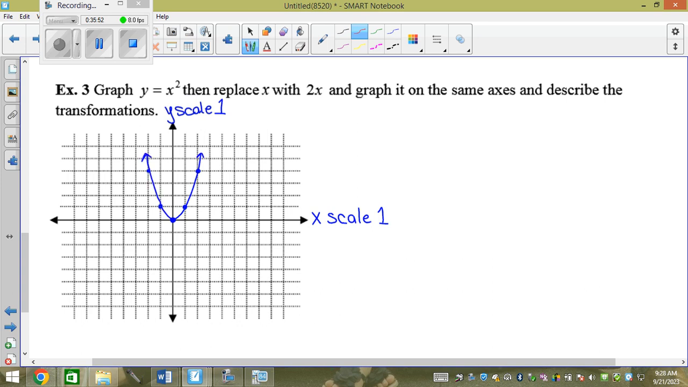If you wanted to fit more points on here, you could do like 3 and 9. You just have to make your y scale be 2, right? You can fit more points on it. So now we're replacing, it says y equals x squared, then replace x with 2x. And once again, we take that x out, we replace it with 2x. So we're going to get y equals 2x squared.